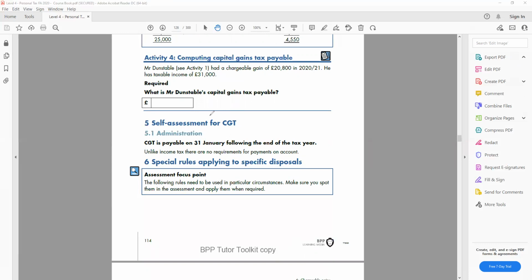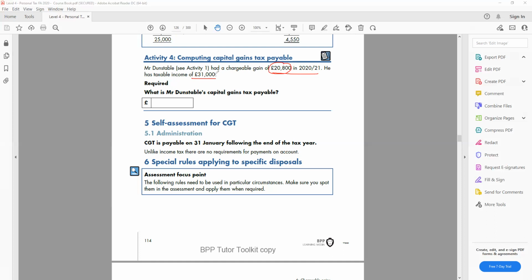So we have here Mr. D, see activity 1. They're asking us to follow activity 1. He had a chargeable gain of 20,800 from 2021. He has a taxable income of 31,000. This is very important. So you have a chargeable gain that is 20,800, and also a taxable income that is 31,000.